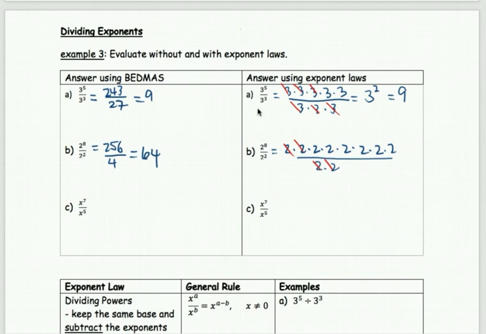Okay, 1 top, 1 bottom. Okay, and that leaves us with 1, 2, 3, 4, 5, 6. So 2 to the 6, and then we can calculate that out. And we get 64, okay.